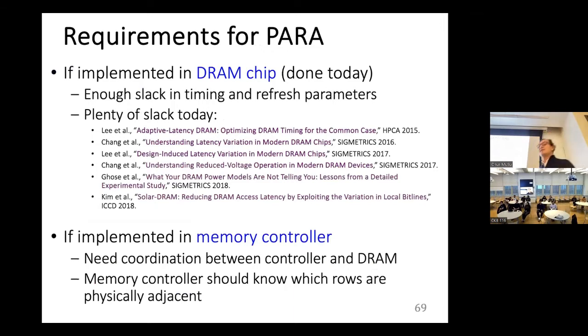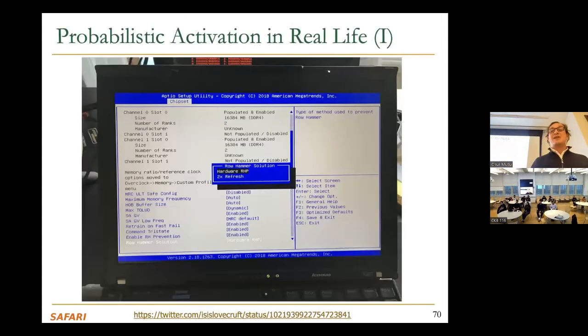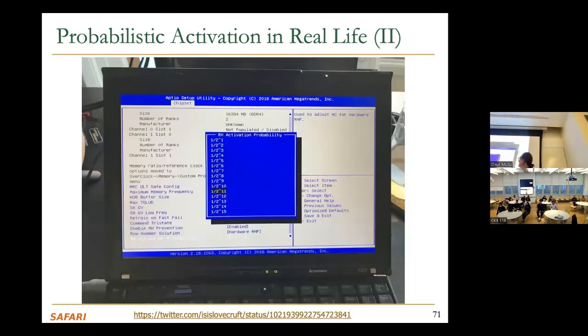Okay, so PARA was actually nice because it was implemented in DRAM chips and memory controllers in some way. And you could actually do that. I'm not going to go through this in detail. And actually, Intel designed a controller that implemented a PARA-like mechanism that is inspired in the BIOS. That's not exactly what we envisioned, but you could actually change the BIOS and pick your hardware RowHammer protection or 2x refresh. If you pick hardware RowHammer protection, you need to choose a probability.